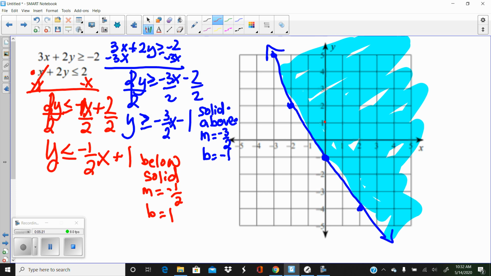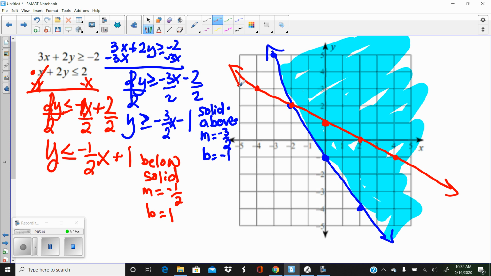Y-intercept is +1, so we can plot that here. We go down 1, right 2, down 1, right 2, down 1, right 2. Oh dear, and I'm going to go backwards, up 1, left 2, up 1, left 2 in order to get that, okay? It is a solid line, so let's see if we can get that solid line there, okay?